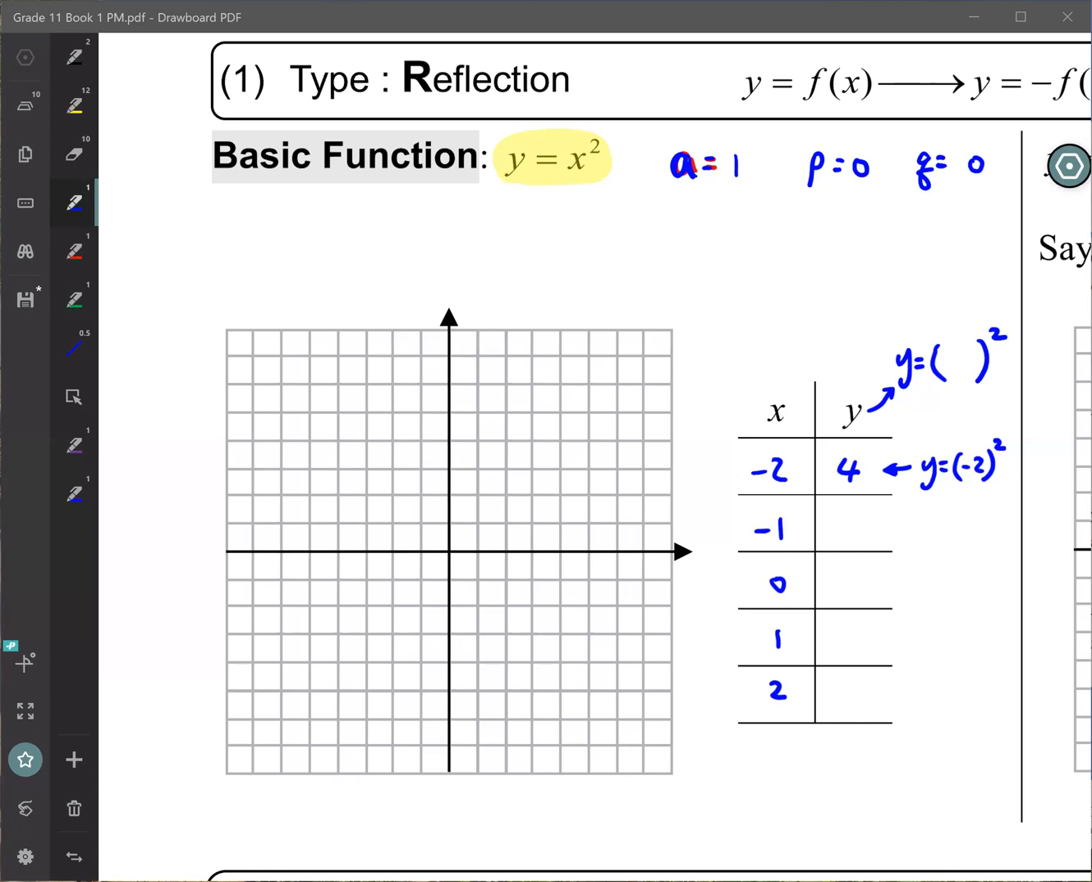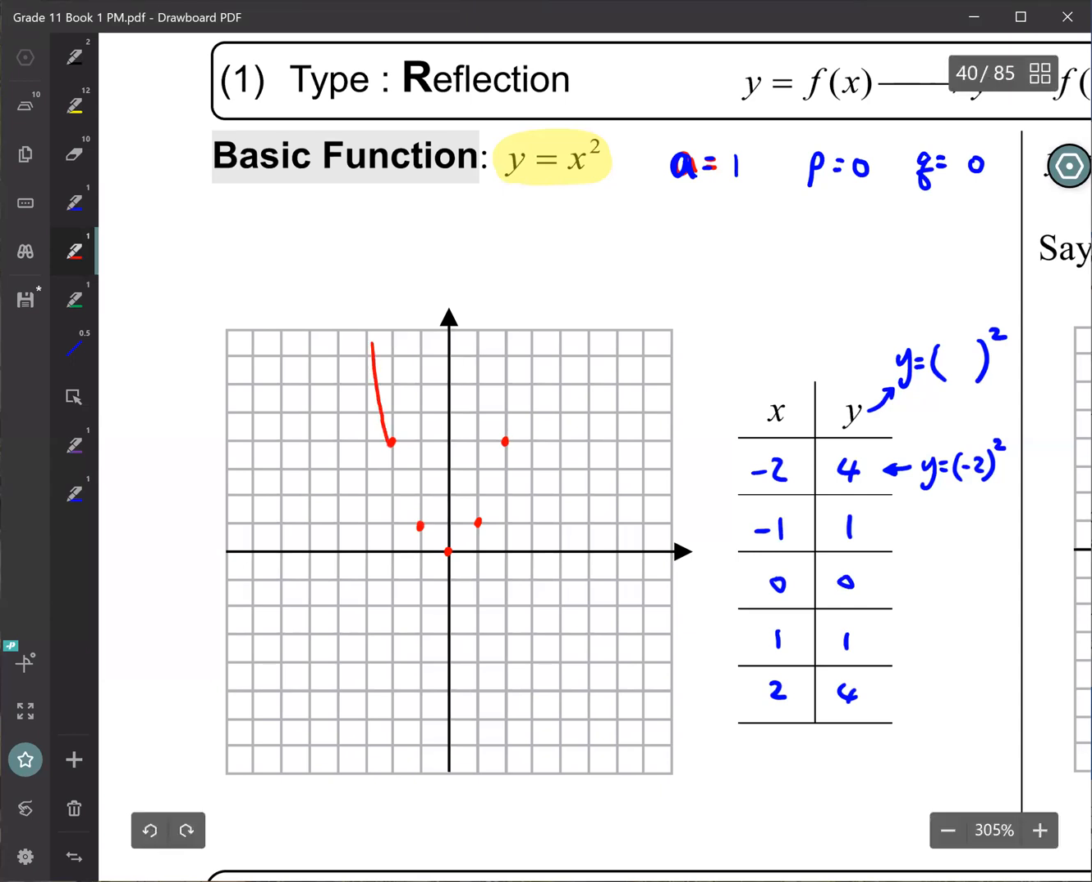Okay, Angela, can you tell us your y values? All 5 of them? Yep. 4, 1, 0, 1, 4. Okay, good. So we'll follow the table and graph it out, okay? So we have -2, 4, -1, 1, 0, 0, 1, 4. Okay, and then we just connect the points. You can see that they are not a straight line, right? It's not a linear function.